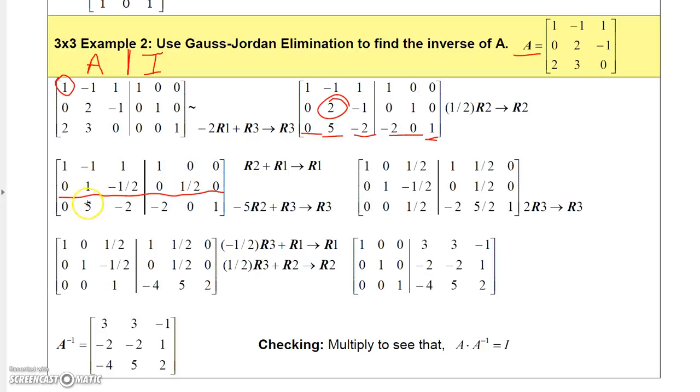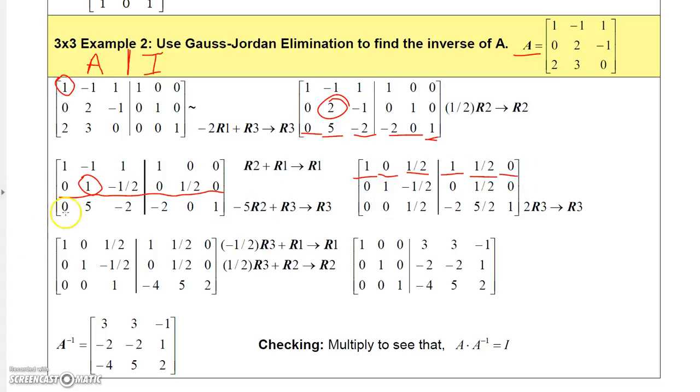Okay. Now I want this 1 so that I can use it to eliminate the negative 1 above it and the positive 5 below it. Well, to eliminate the negative 1, I just got to add row 2 to row 1. So let's do that. 0 plus 1 is 1. 1 plus negative 1 is 0. Negative 1/2 plus 1 is 1/2. 0 plus 1 is 1. 1/2 plus 0 is 1/2. And 0 plus 0 is 0.